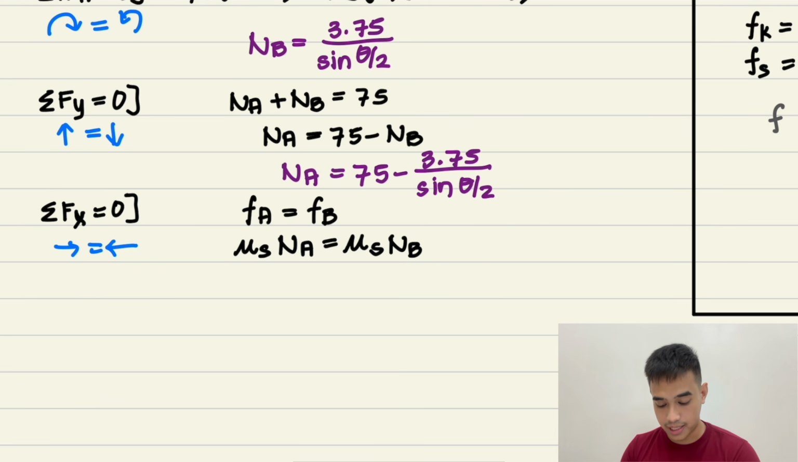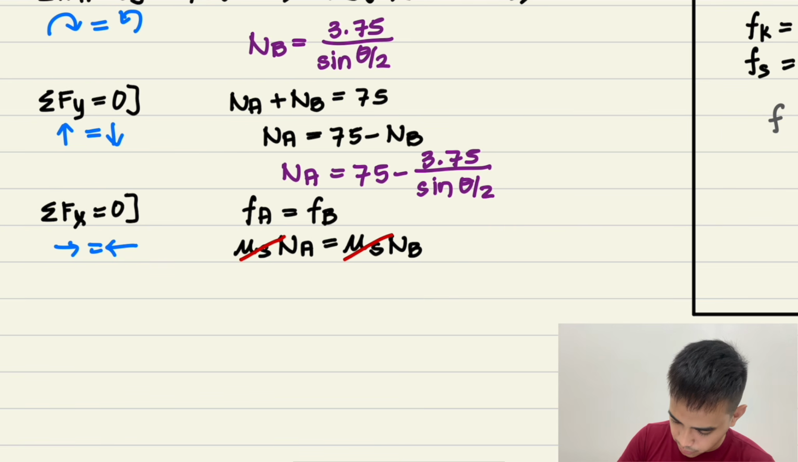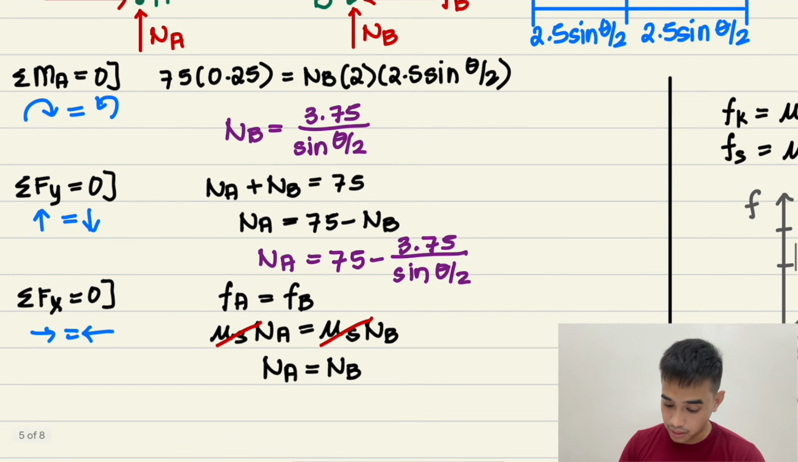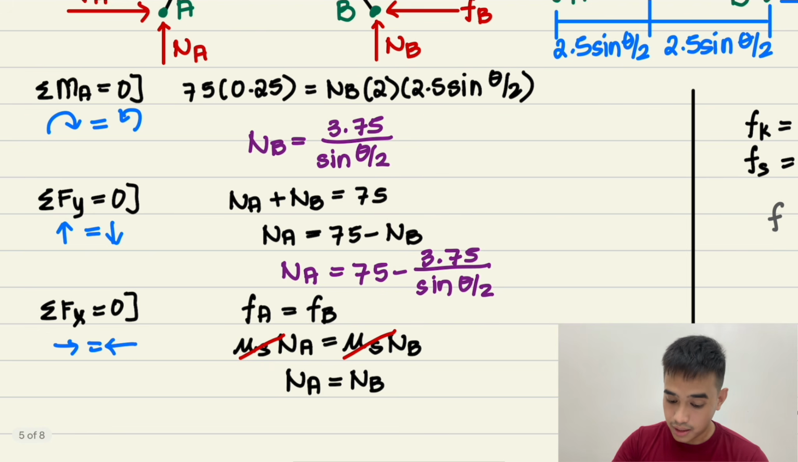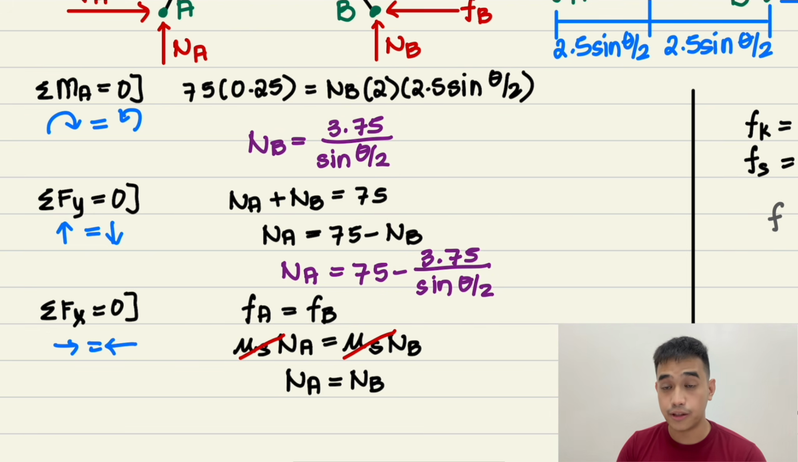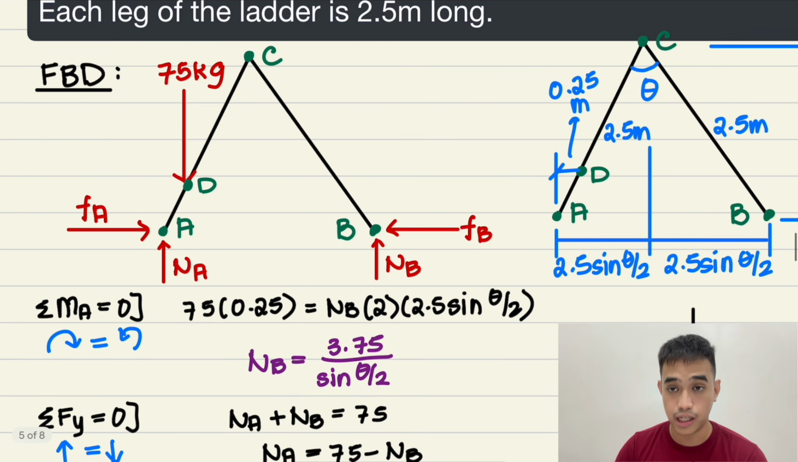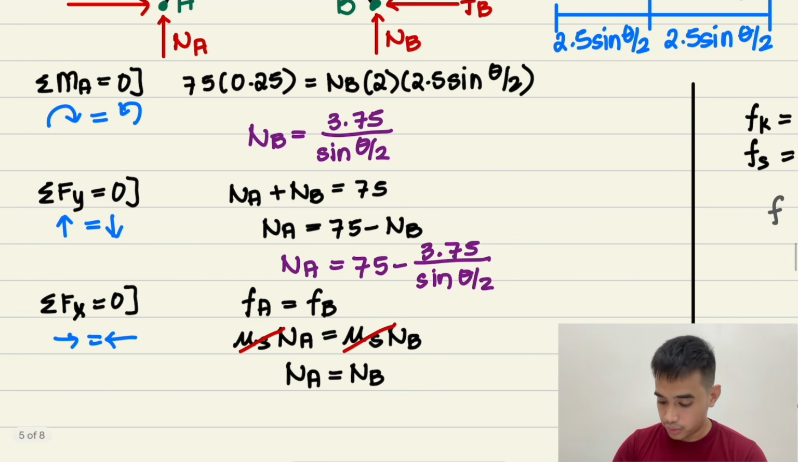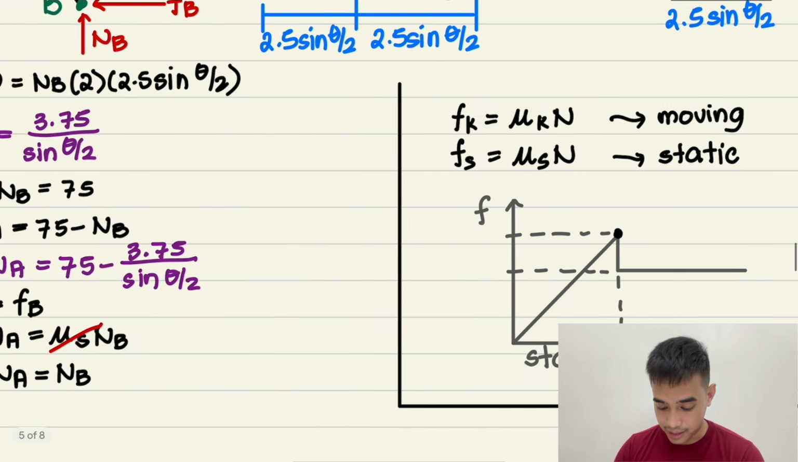And since our coefficient of static friction is equal for both, they will cancel, and we'll see that we've created an equation wherein NA is equal to NB. But based on our previous equations, such as here and here, we can already see that this is not the case, that they cannot be equal. Even looking at our free body diagram, wherein there's no load symmetry, NA and NB cannot be equal. So where did we go wrong in answering this problem?